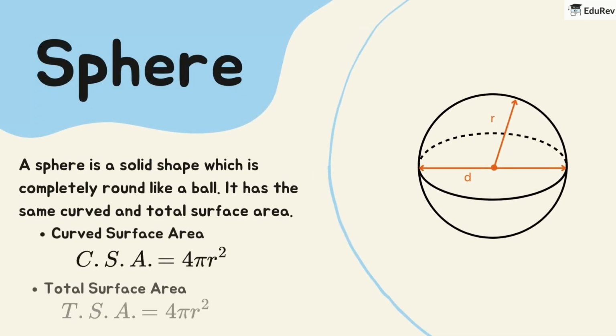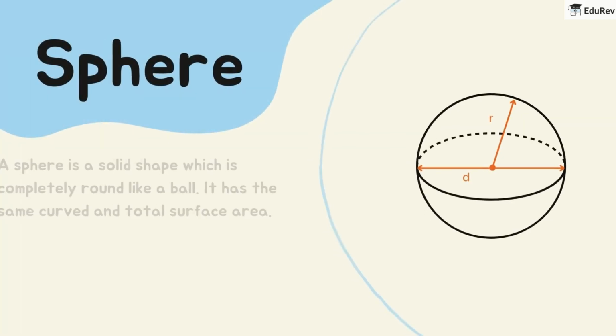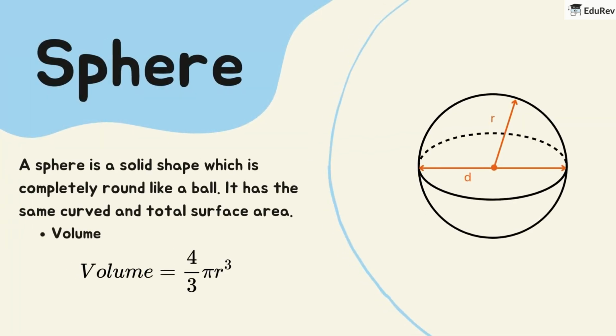A sphere is a solid shape that is completely round like a ball. It has the same curved and total surface area. The curved surface area and total surface area of a sphere are both 4 times pi times the square of the radius. The volume of a sphere is 4/3 times pi times the cube of the radius.